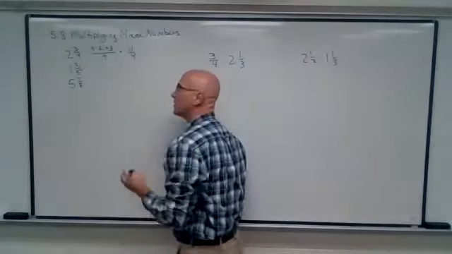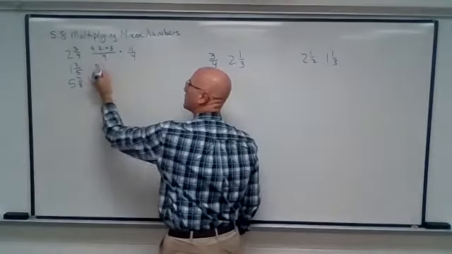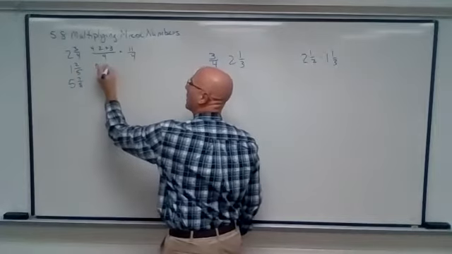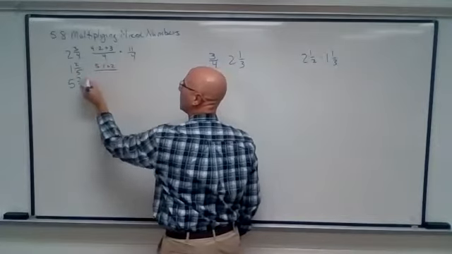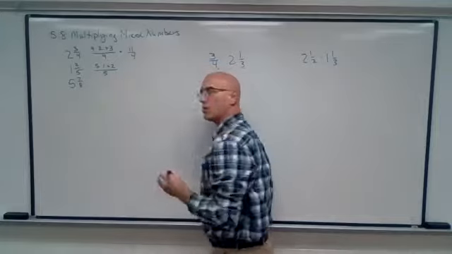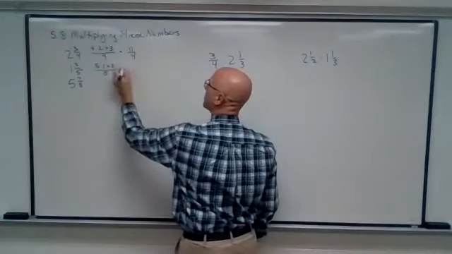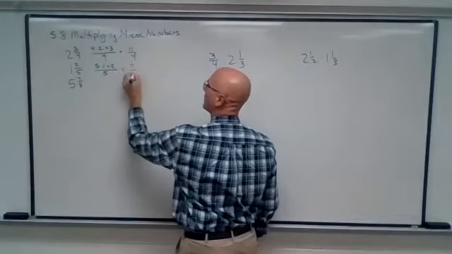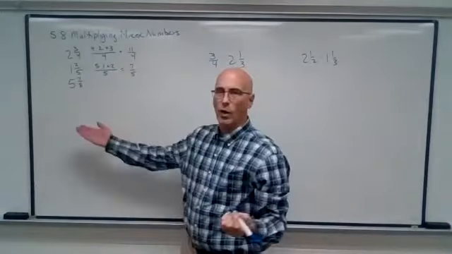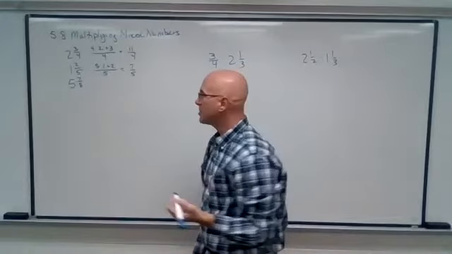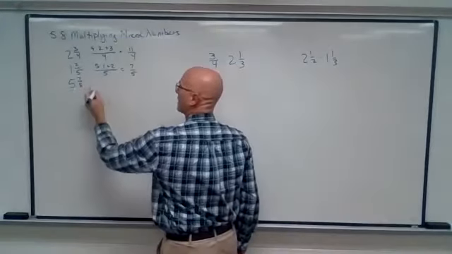1 and 2 fifths. So we do 5 times 1 and we add the 2 all over the original denominator. So 5 times 1 is 5 plus 2, that's 7 fifths. And then one last one, we're going to get a little bit bigger numbers. So we have 5 and 7 eighths.